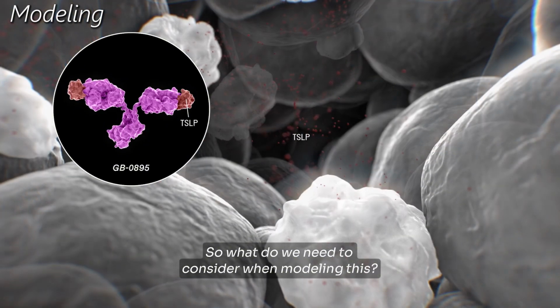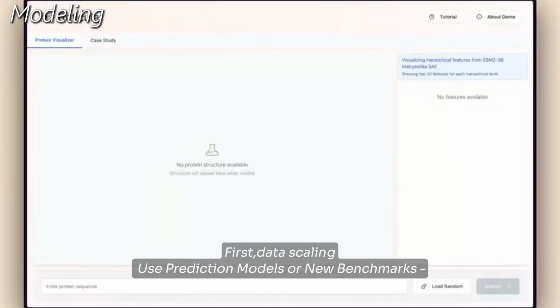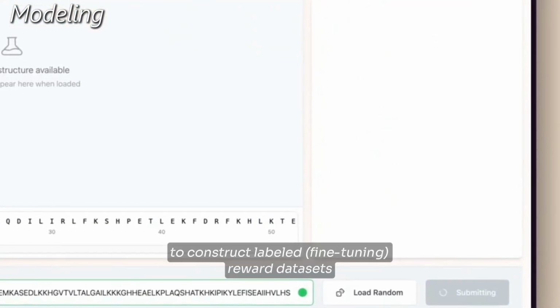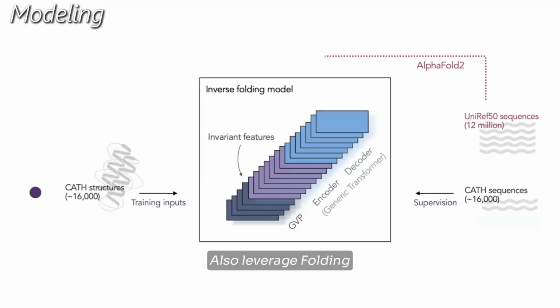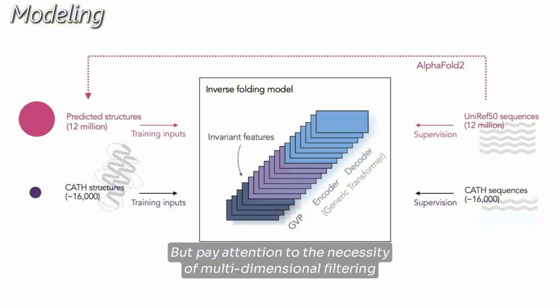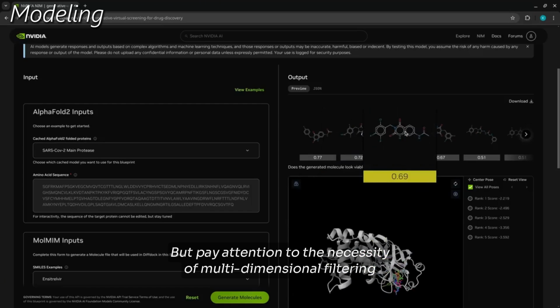So what do we need to consider when modeling this? First, data scaling. Use prediction models or new benchmarks to construct label and reward datasets. Also leverage folding, inverse folding, and bio-LLMs to fill in cross-modal data. But pay attention to the necessity of multi-dimensional filtering.